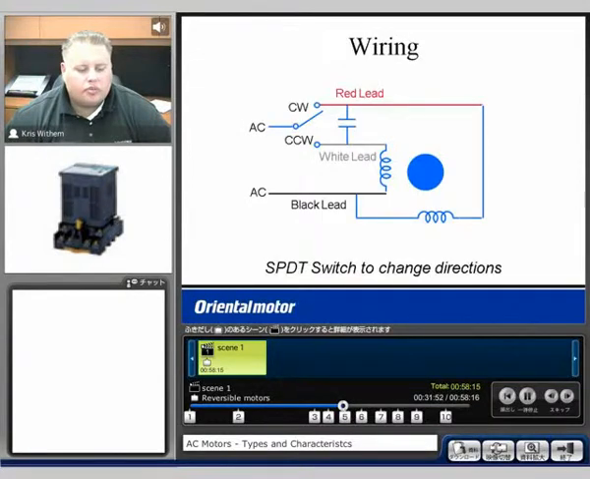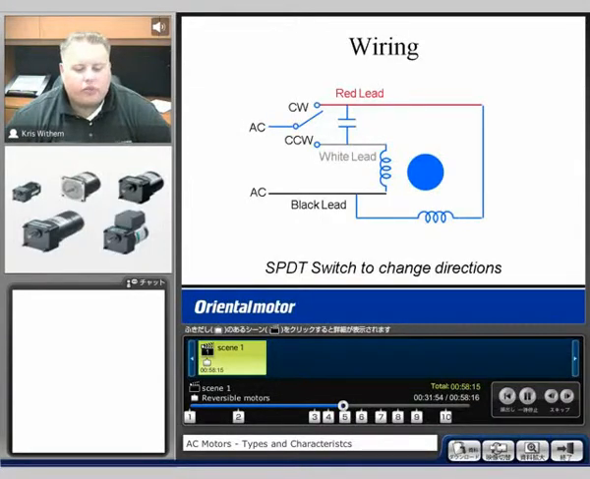Wiring for these reversible motors is the exact same as it is for the induction motors: 3 lead wires. The wiring is completely the same as far as lead color structure. You still will need to use the capacitor, and we'll use a standard SPDT switch to change the direction. And this can be done on the fly, so no stopping will have to be done prior to switching direction.